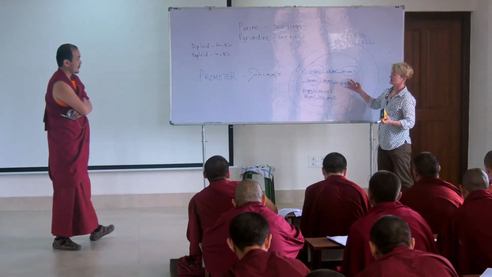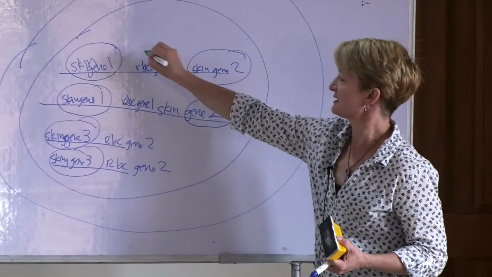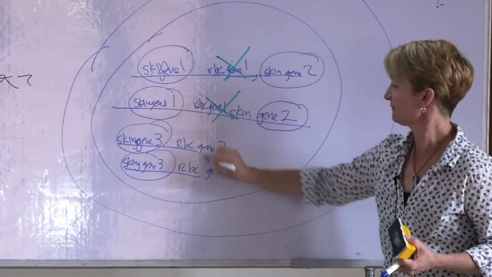And all of the genes that are required to create a red blood cell get turned off.